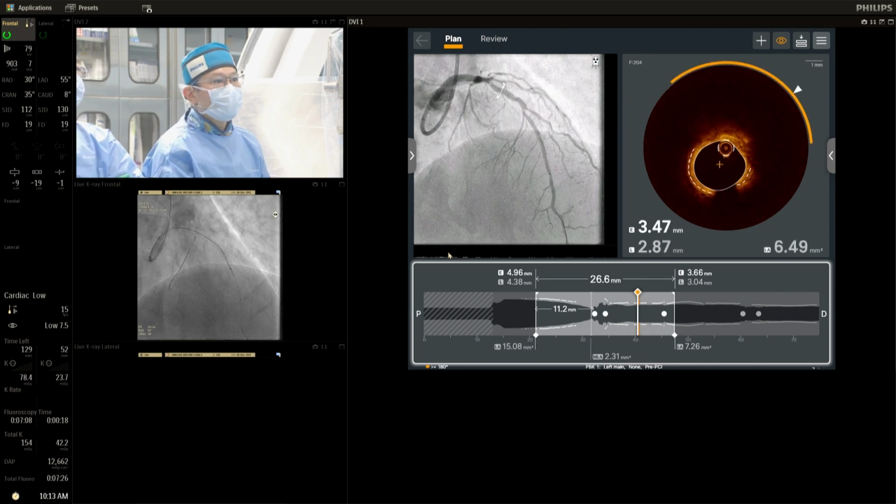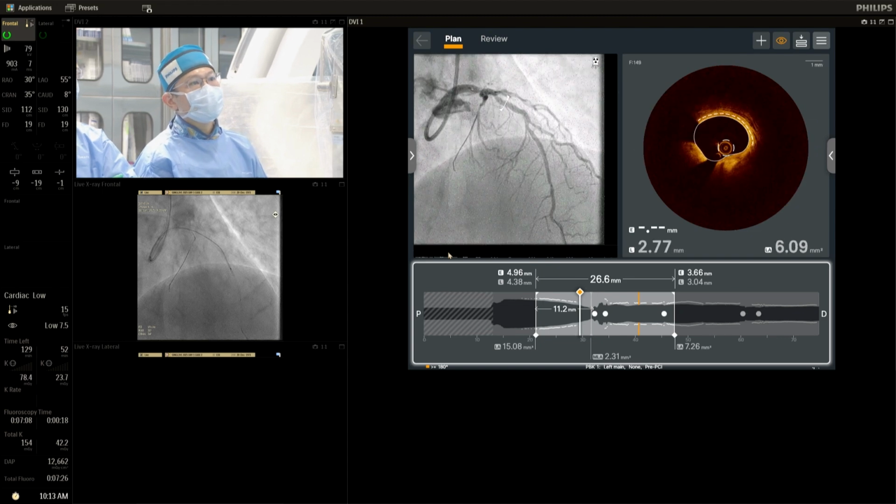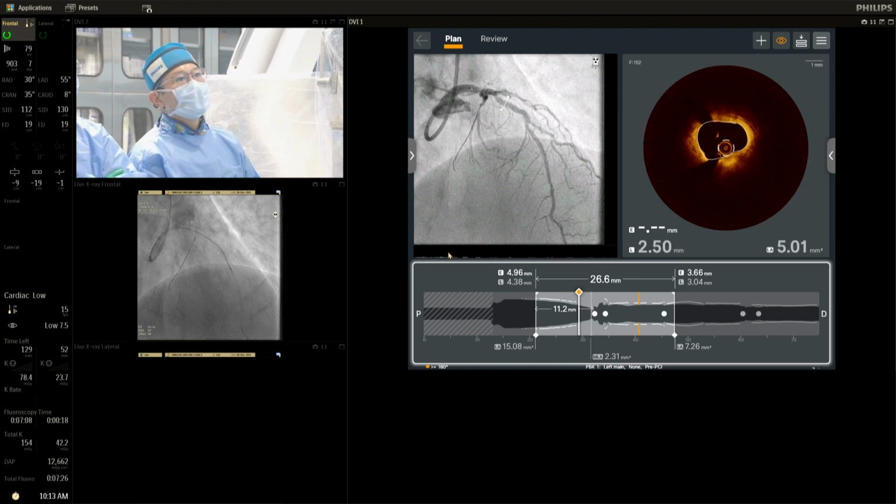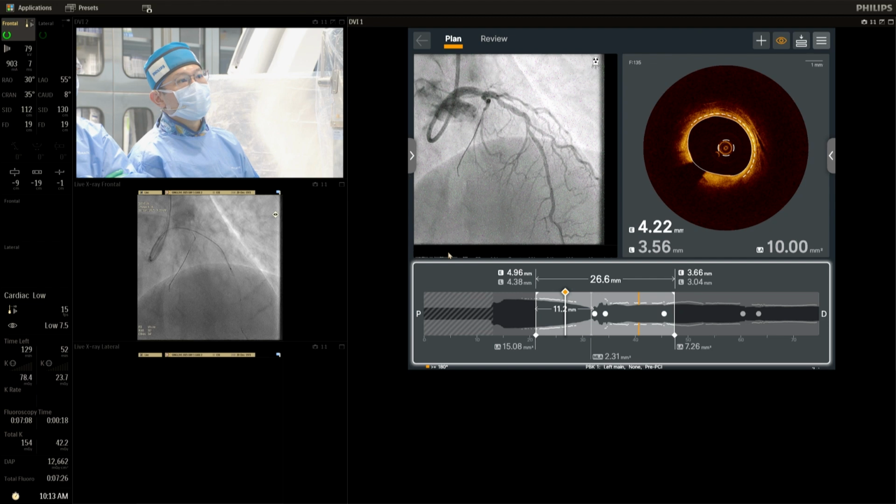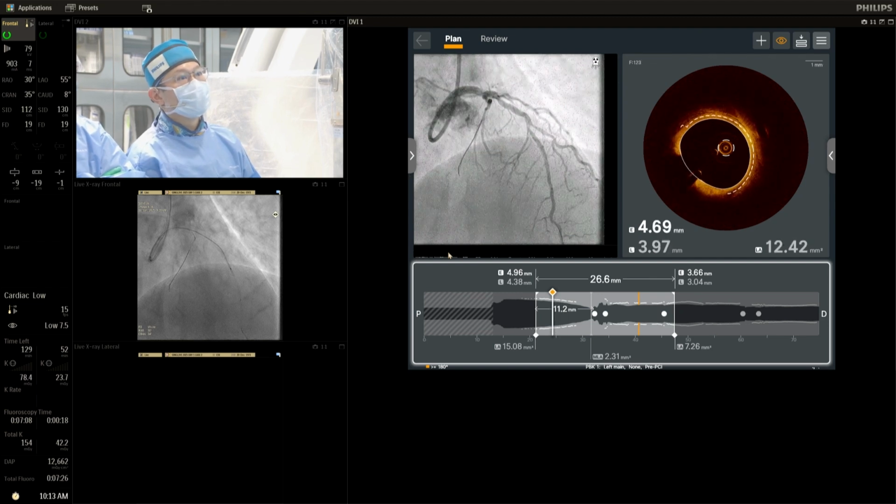So mostly, there is calcium on the OCT. It looks like a short segment. It doesn't look particularly thick in most of the segments.